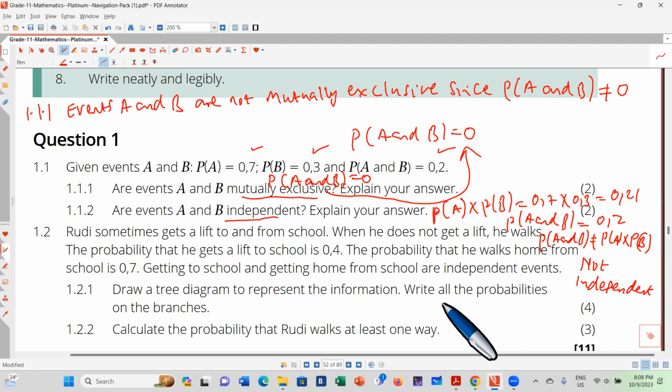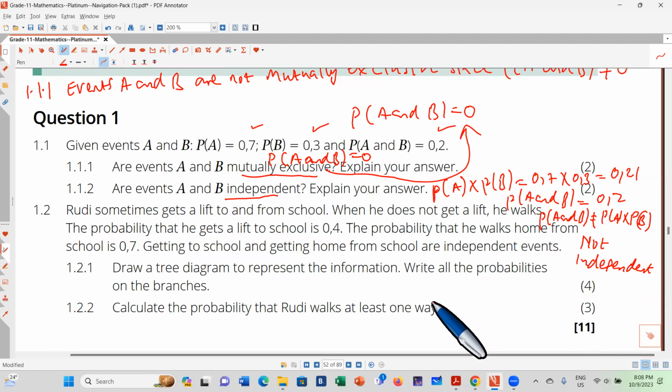Rudy. Right. Rudy sometimes gets a lift to and from school. So Rudy is often given a lift to and from school. When he does not get a lift, he walks. There are days that Rudy is given a lift, but sometimes there's no lift, so Rudy needs to walk.